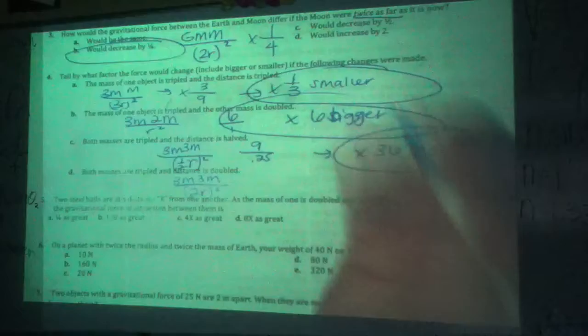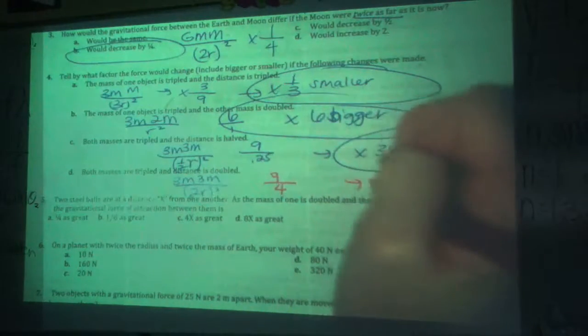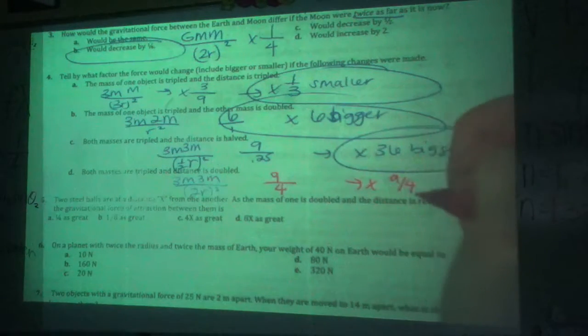Both masses are tripled, and the distance is doubled. So that's a factor of 9 on top. 2 squared is 4, so that would just be times 9/4. 9 divided by 4 is still getting bigger, so 9/4 bigger.